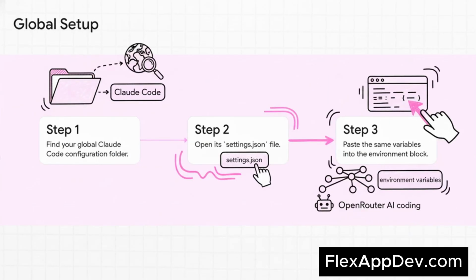But what if you want this to work everywhere, for every single one of your projects? No problem at all. You just need to find your global Claude Code configuration file, open its settings.json, and paste the exact same 4 variables into the environment variables block. That's it. Now, every time you open Claude Code, you'll be using OpenRouter.